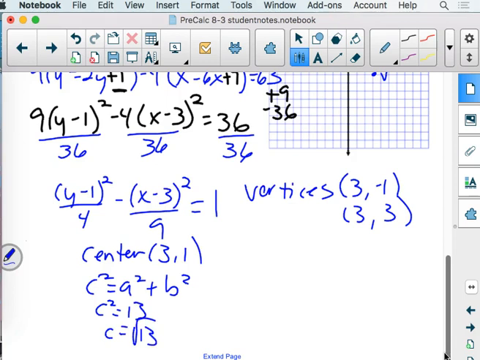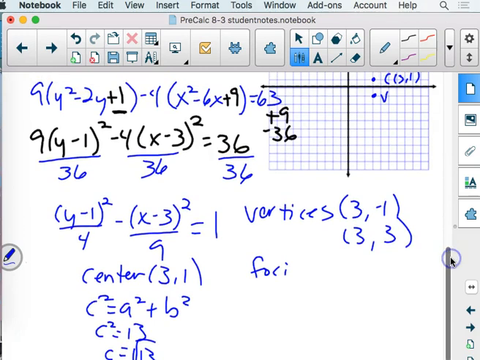Is that affecting our x's or our y's? Still the y's, exactly. Whatever a did is what we have to do for our foci. So we had a nice little center of 1, but it's going to have to go up the square root of 13 and down the square root of 13. So we'll have 3 and 1 plus or minus the square root of 13 for the foci. Now, here comes the weird one.